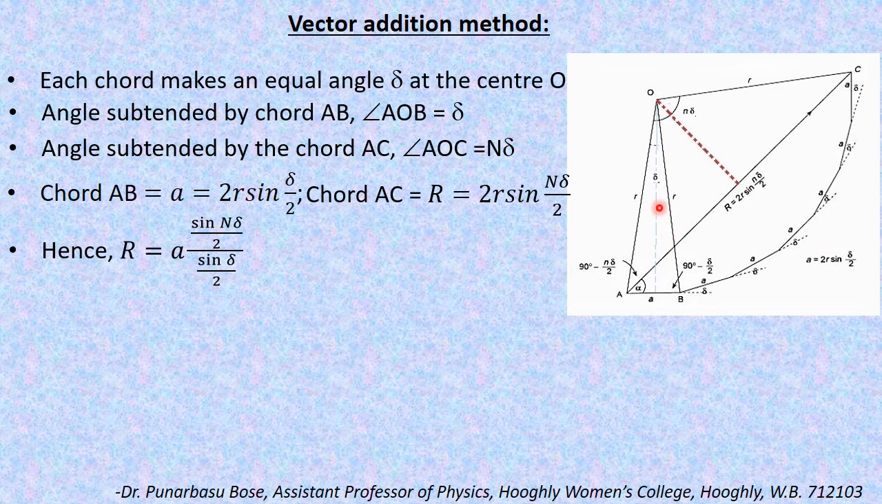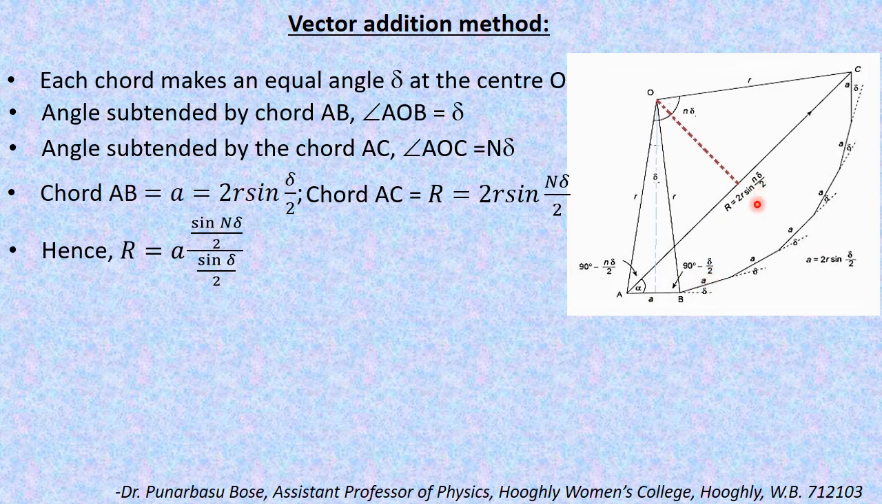To find out alpha, we'll take note of the fact that angle OAB is equal to 90 degree minus delta by 2. How does it become so? Because this angle is delta by 2 and this angle is 90 degree. Hence, this angle is 90 degree minus delta by 2. And as AOB is an isosceles triangle, this angle will be equal to this angle, that is it will be 90 degree minus delta by 2.